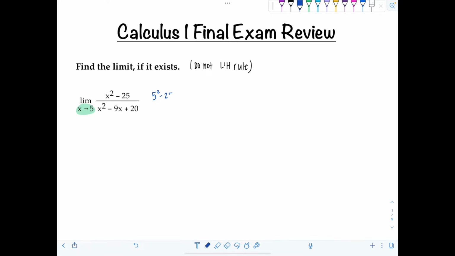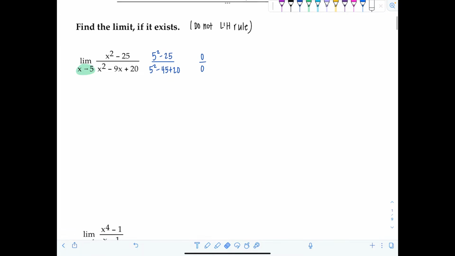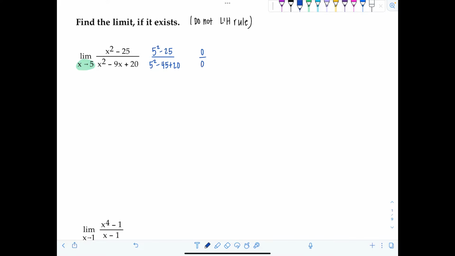So let's see, 5 squared minus 25 over 5 squared minus 45 plus 20. Yeah, I'm going to get a 0 over 0, which we know is an indeterminate form, but we can't use L'Hopital's rule. So what else can we try? Well, one of the first things you learned was to factor, especially since this is a rational function and it looks pretty factorable in the numerator and denominator. So let's see, x squared minus 25, that's a difference of squares. So we have x minus 5 times x plus 5.